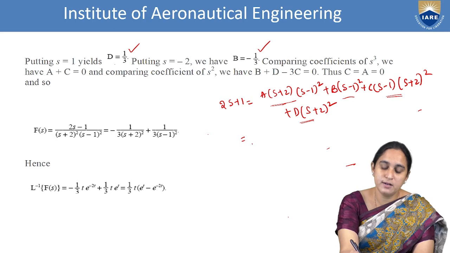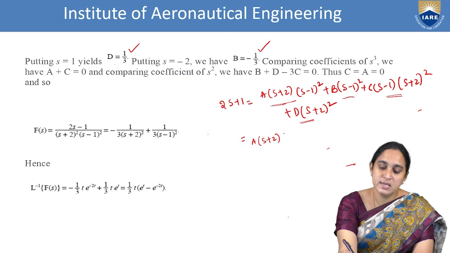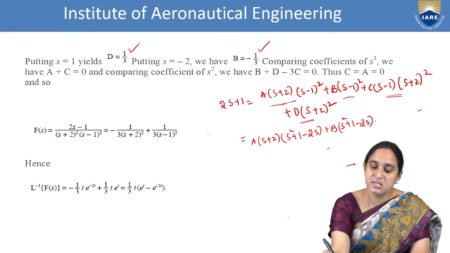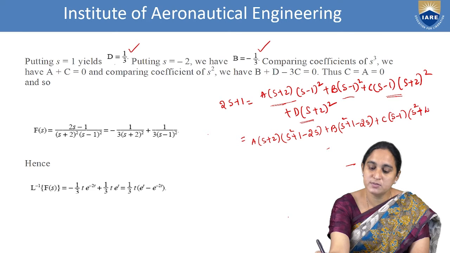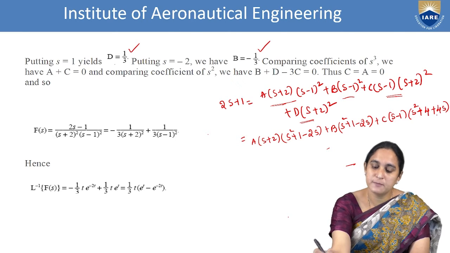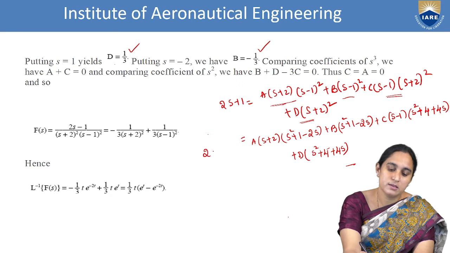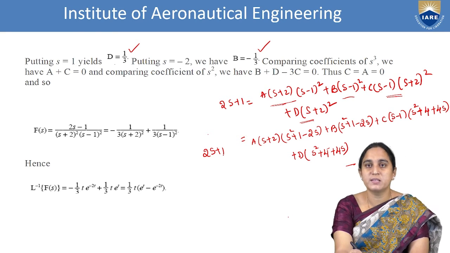Okay, here A into S plus 2 into S minus 1 whole square, that means A into S square plus 1 minus 2S, plus B into S minus 1 whole square, that means S square plus 1 minus 2S, plus C into S minus 1 into S square plus 4 plus 4S, plus D into S square plus 4 plus 4S. Okay, in the LHS side only 2S plus 1.